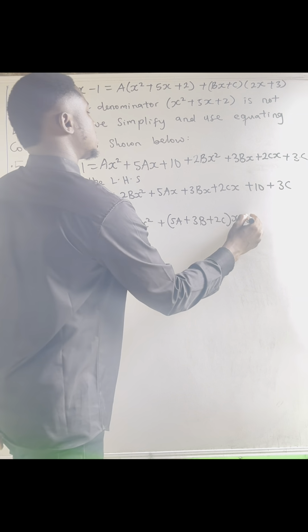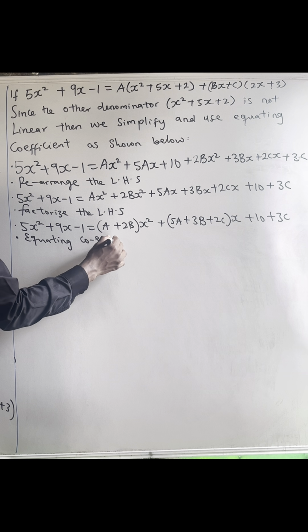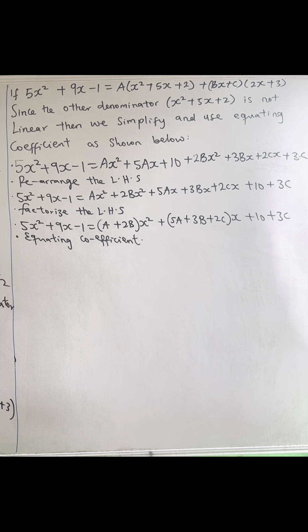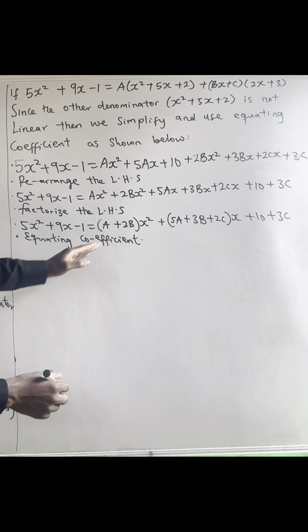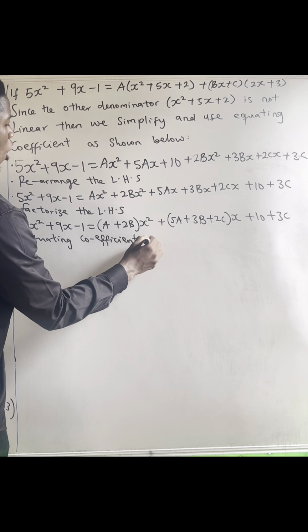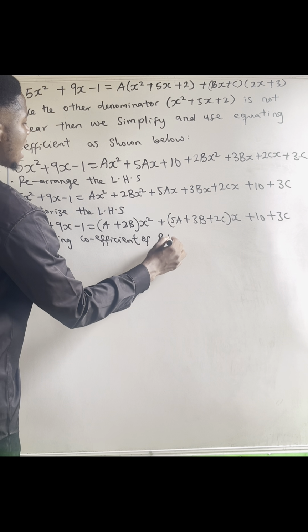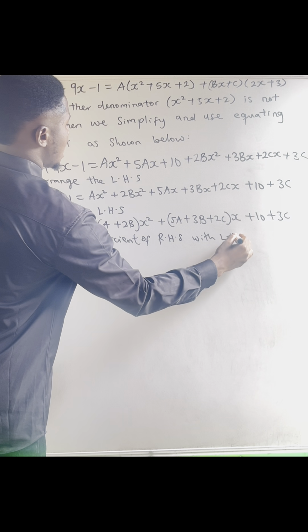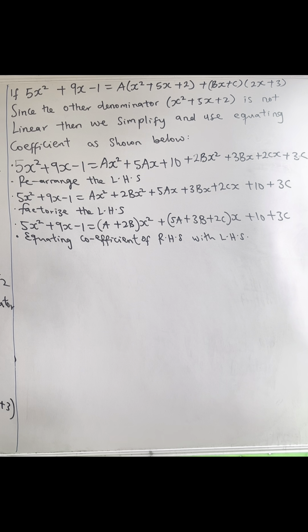So after I have factorized, the next thing I'm going to do is equate coefficients. So guys, while I am equating coefficients, what am I going to be doing? I'm going to be equating the coefficients of the right hand side with the left hand side. So how am I going to be doing that?